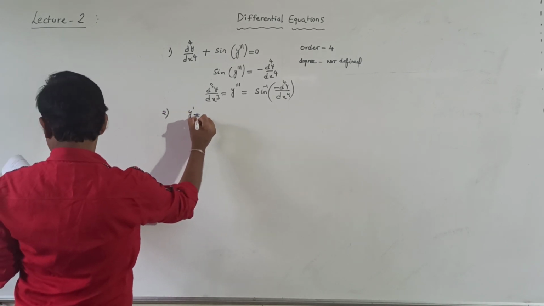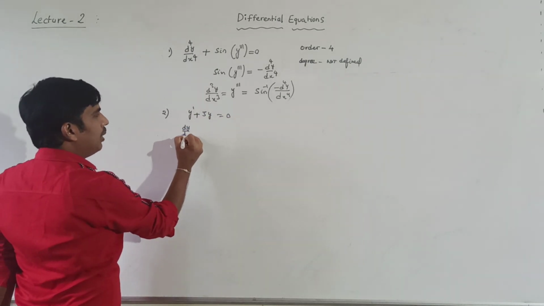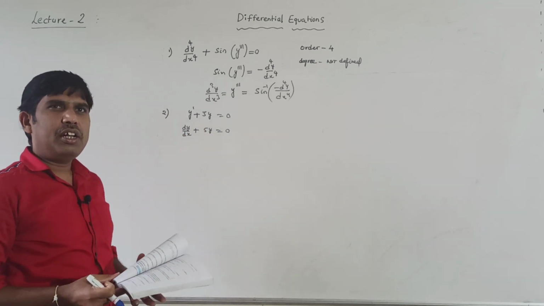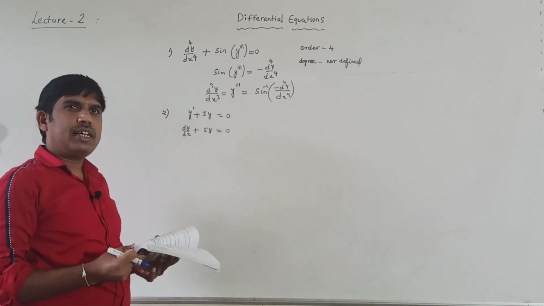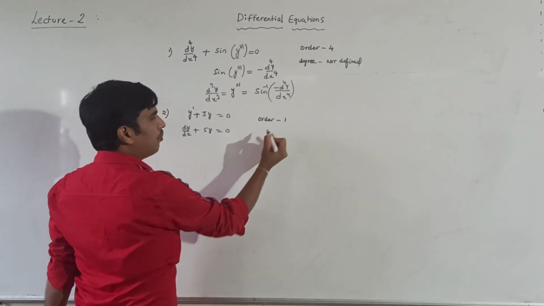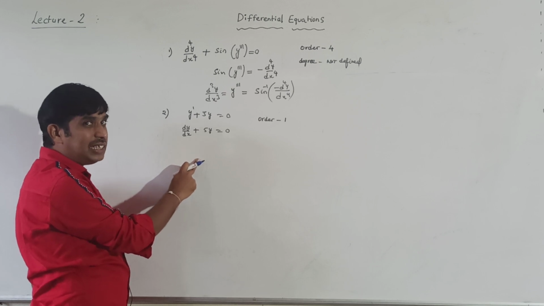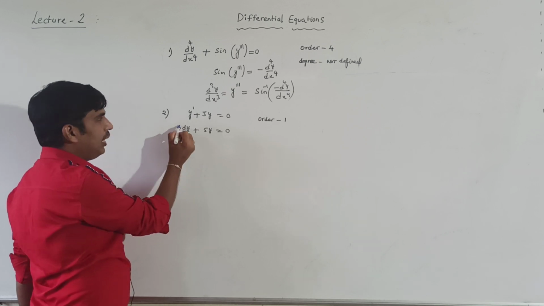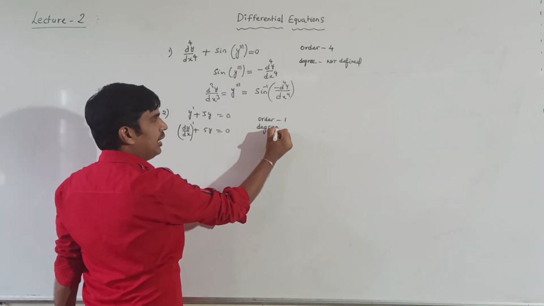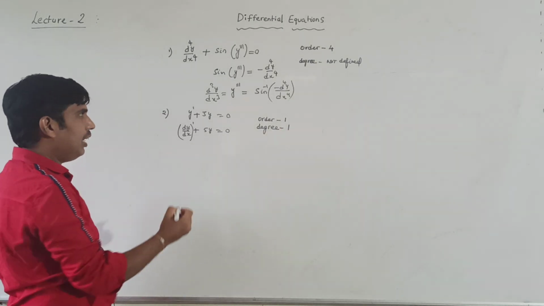Next, second problem: y dash plus 5y is equals to 0. So y dash is nothing but dy by dx plus 5y is equals to 0. Here the first order derivative is the highest order derivative. Therefore the order of this differential equation is 1. It does not include any transcendental function. Therefore degree is defined. How to find the degree? It is the power of the highest order derivative, which is 1. Just write order 1, degree 1.